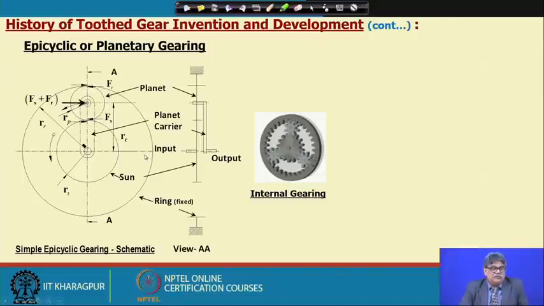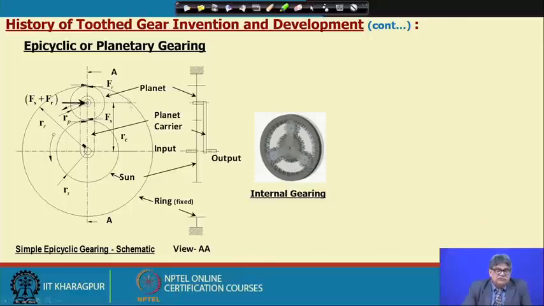Now, if we look into this view, here the internal gear, the ring gear, is fixed, and then this is the planet carrier, which is the output, and the sun is the input. So, we will get some extra reduction than the simple gear ratio, that will come later.